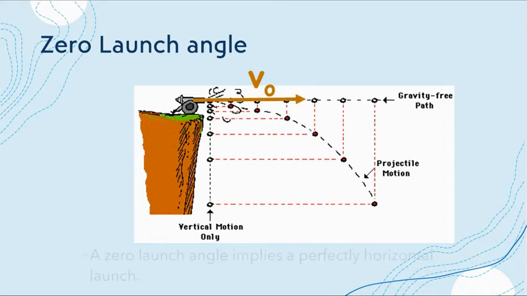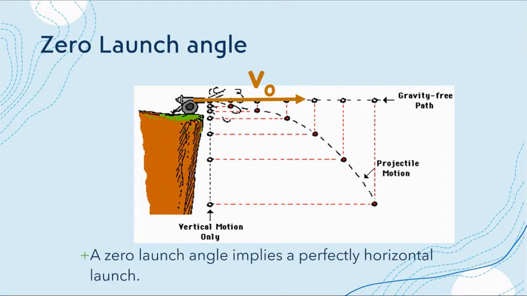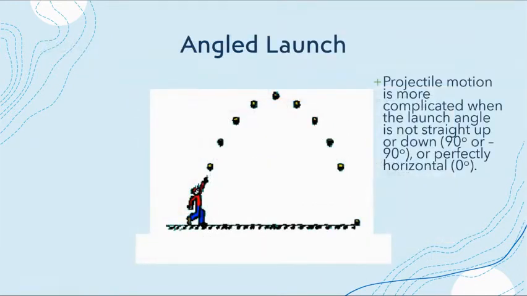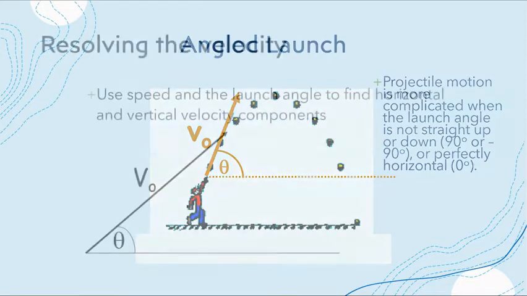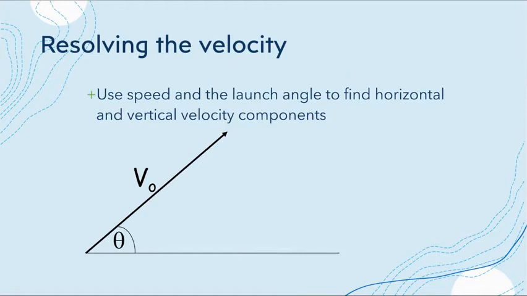But what if I go ahead and I add an angle here? So when I'm dealing with an angled launch, it becomes more complicated, okay? Because what ends up happening is now we have an angle, so we have velocity in our x, and we have velocity in our y direction. Okay, so we have to use our speed and the launch angle to find the horizontal and vertical velocity components.